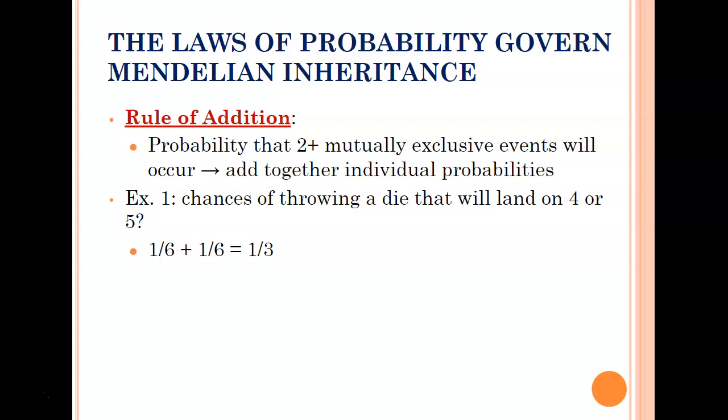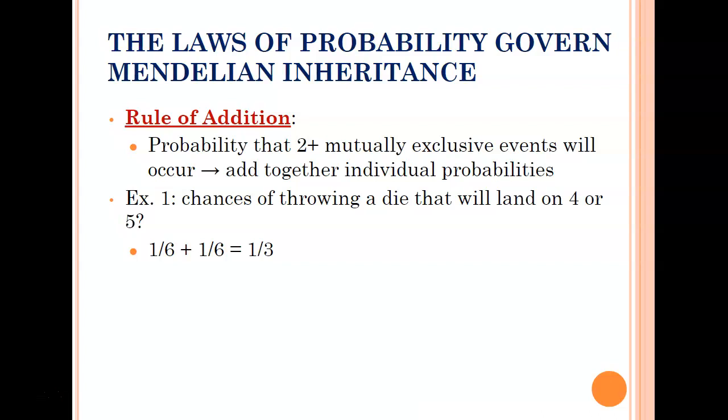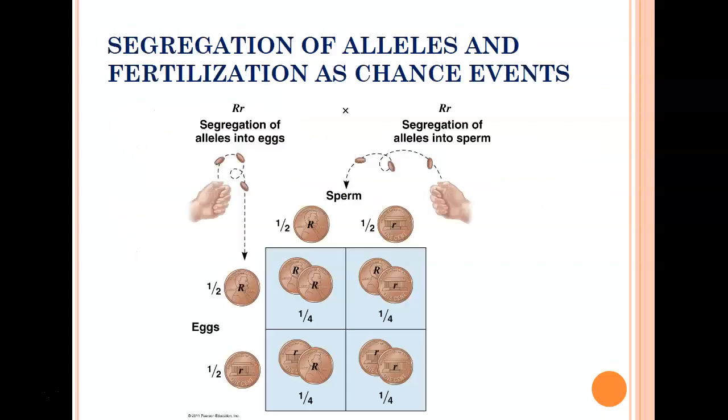let's say I want to throw a die that will land on a 4 or a 5. So either one is acceptable, and so that's kind of two options. So I have a 1 in 6 chance of landing a 4 and a 1 in 6 chance of landing a 5. So I would add their probabilities together. So if I roll 1 to land a 4 or a 5, I have a 1/3 chance.